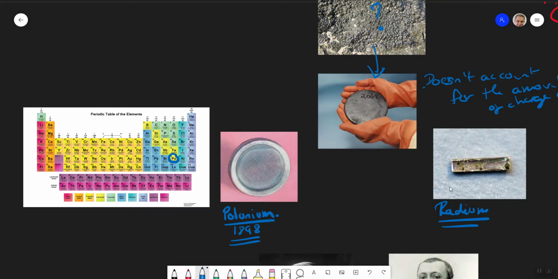But this unknown element, which they know is there, they know it exists, and they know it accounts for a large amount of it because it's the one that is responsible. They call it radium for radioactivity.